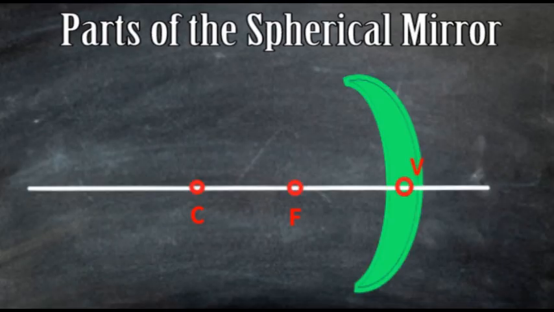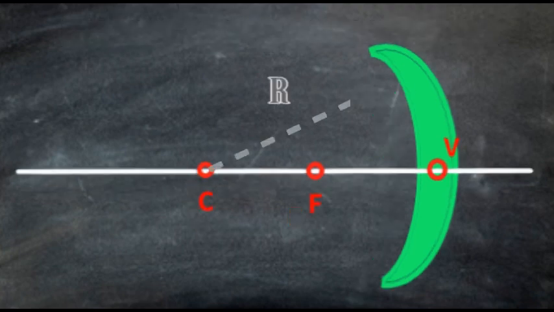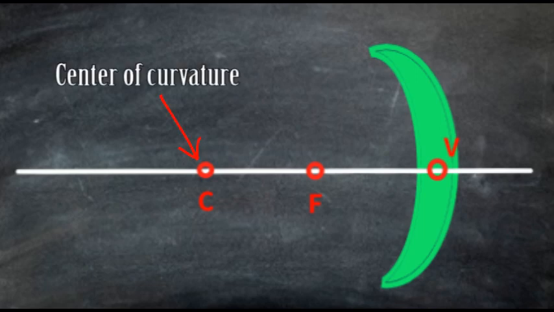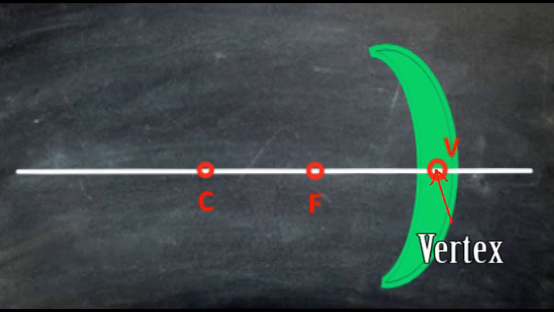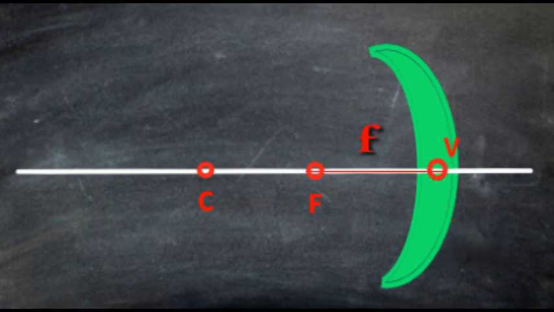Now, let's discuss the parts of a spherical mirror. First is the radius, known as R, and the center of curvature, which is C. Next is the principal axis. It is a line drawn through C to the mirror. Next is the vertex, or V, where the principal axis intersects the mirror. Lastly is the focal point, or F, which is measured through the focal length.